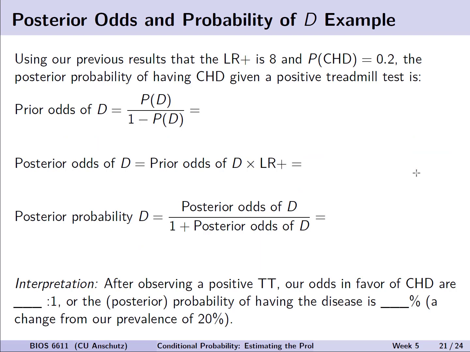So let's see some examples of these calculations, and we'll start with calculating the posterior odds and probability of having the disease. Again, at the top, I've given us the information to remind ourselves what we need here: the positive likelihood ratio is equal to 8, and our prevalence is 0.2. Take a second to pause the video here and work through these calculations on your own, and then we'll work through them together and put them in the context of our interpretation at the bottom of the slide.